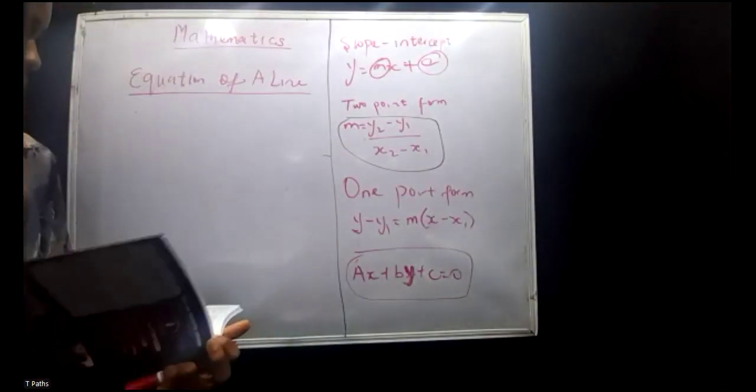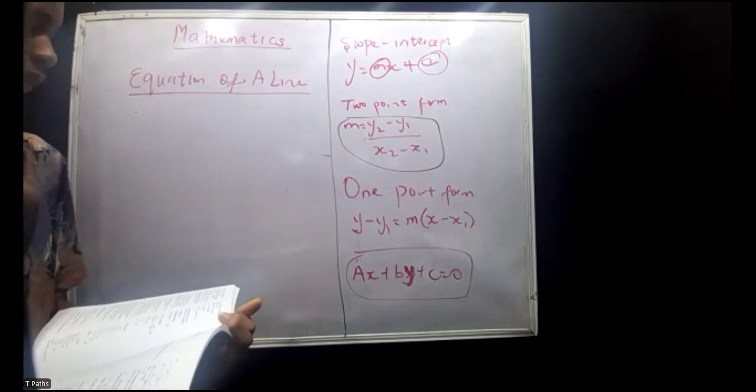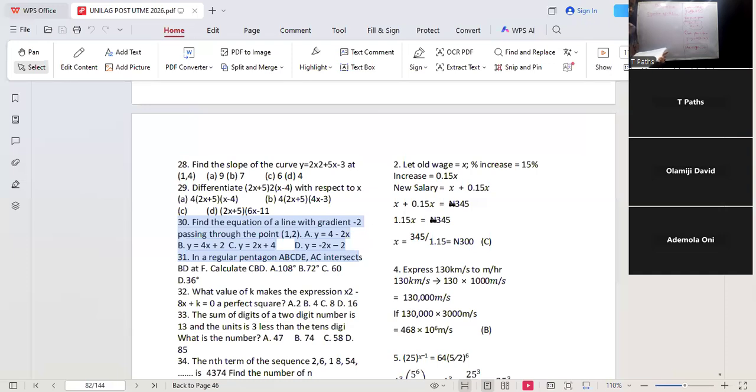The question says find the equation of a line with gradient minus 2 passing through the point 1, 2. So we have to find the equation of a line with gradient minus 2 passing through the point 1, 2. All right, so we have a point 1, 2, and we have to find the equation of the line. To find the equation of the line, how do we go about this? Here we have the gradient, and then we have the point. So in this kind of question, we use the 1 point form.